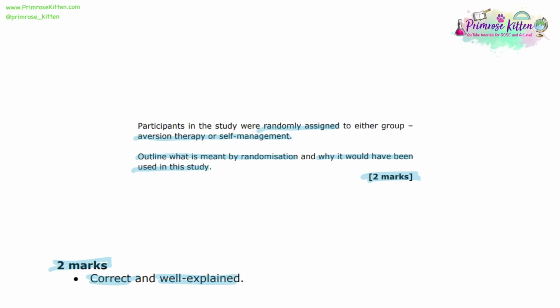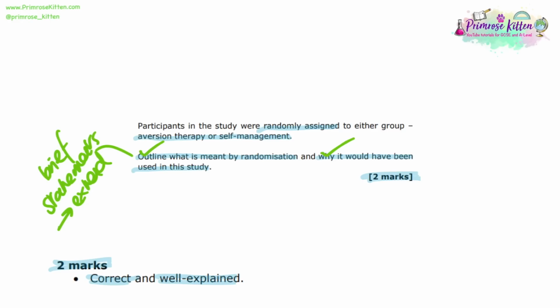If we unpick the question further, we can see that it is an outline question, so brief statements and an expansion will be sufficient. But there are 2 very clear parts to this question. Firstly, to explain and to give a definition of what is meant by randomisation, and then to link it to this specific study.